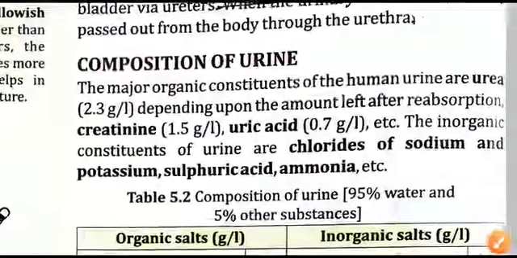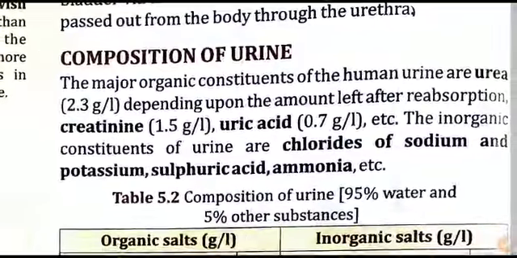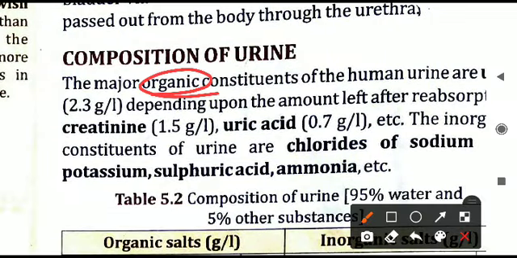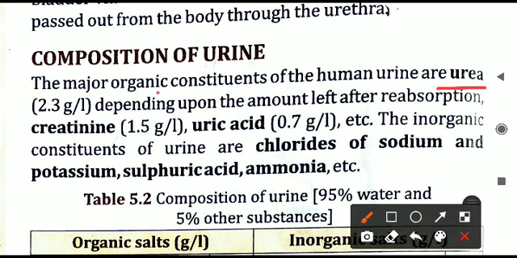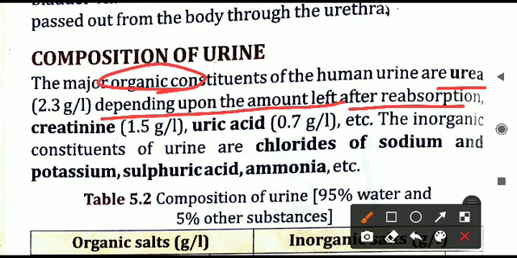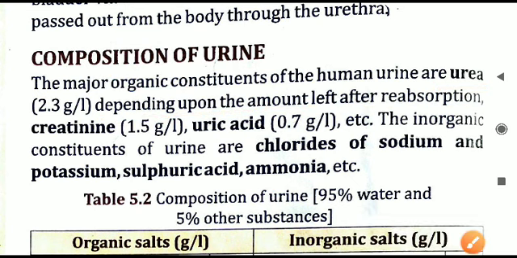Next, we will move to the composition of the urine. What does this urine consist of? The major organic constituent of the urine is urea. The first and most important thing among the organic constituents is urea. The amount of urea is written here as 2.3 gram per liter, but it is not fixed. It may change. It depends upon the amount left after the reabsorption. It depends on person to person.